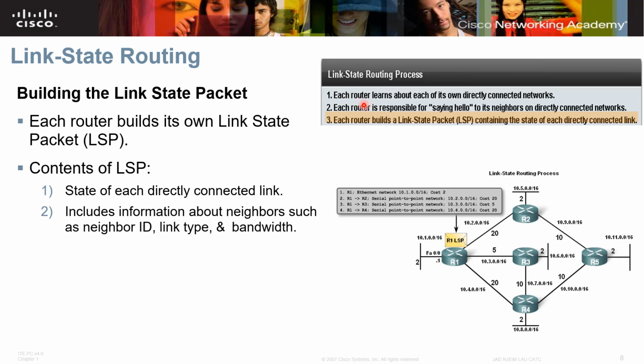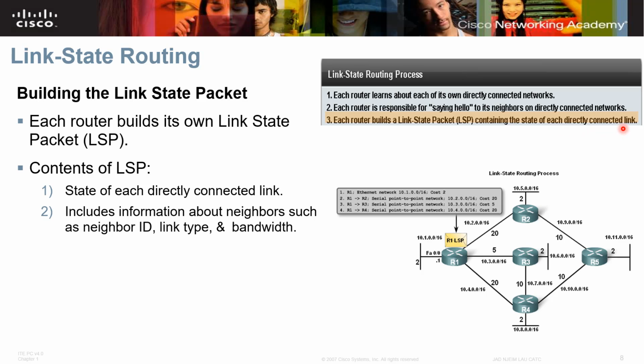So the first step: each router learns about its own directly connected networks, and then it is responsible for saying hello to the neighbors and collecting information about the directly connected networks. Then the second step, building link state packets. Each router will build a link state packet containing the state of each directly connected link.